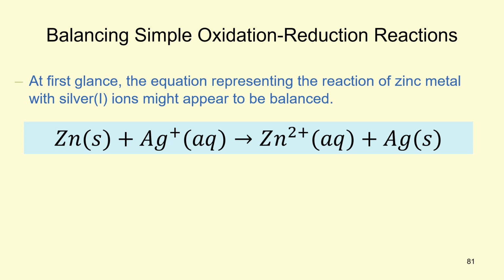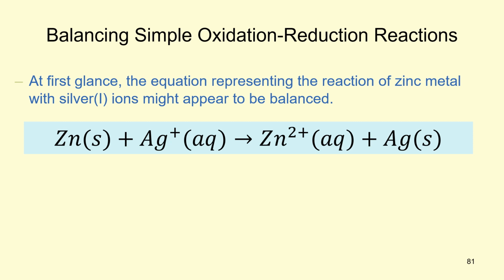Okay, so this is why it can be helpful to do those half reactions. At first glance, this looks like it's balanced. We've got 1 zinc on each side, 1 silver on each side. But notice that charges are not balanced. On the left-hand side, we have a 0 and a +1. On the right-hand side, we have a +2 and a 0. So this equation is not balanced because the charges don't match. And if we had our counter, like our negative ion, the number of negative ions would not be balanced because the charges are not balanced.